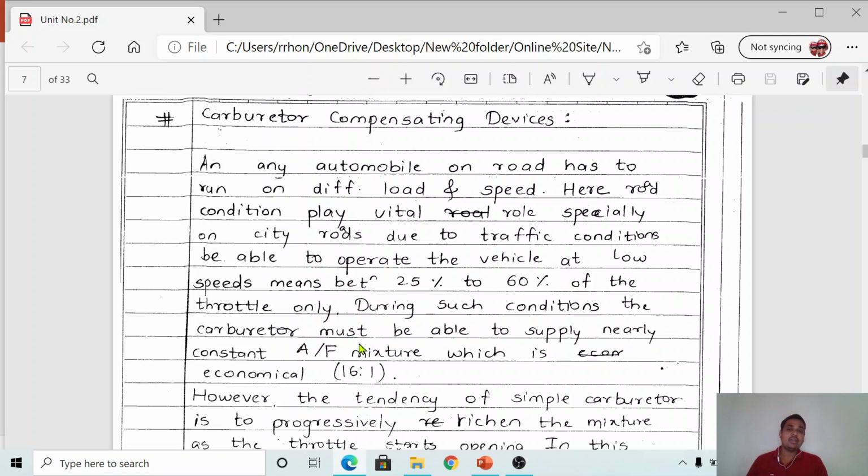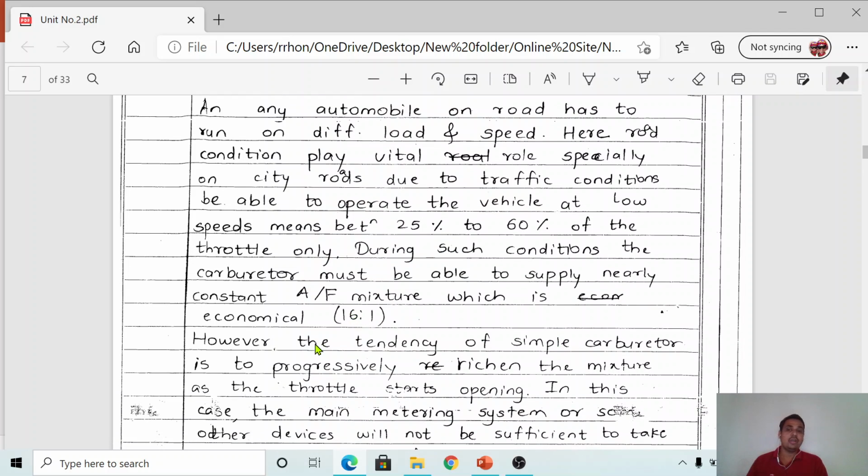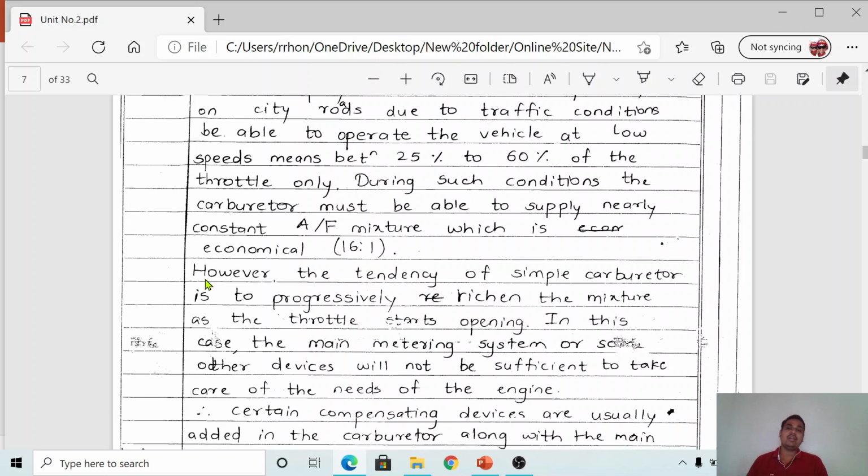During such conditions, the carburetor must be able to supply a nearly constant, economical air fuel mixture, which is 16:1. In such a condition, the carburetor should supply the required amount of mixture to the engine cylinder. However, and this is a very important statement, the tendency of a simple carburetor is to progressively enrich the mixture as the throttle starts opening.